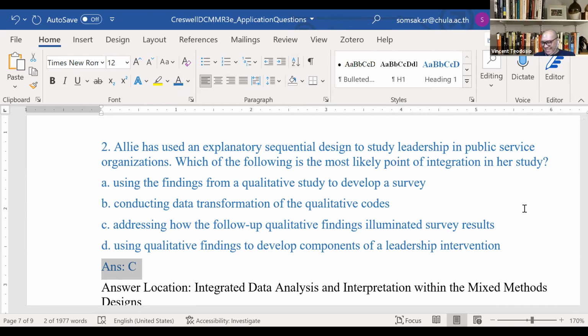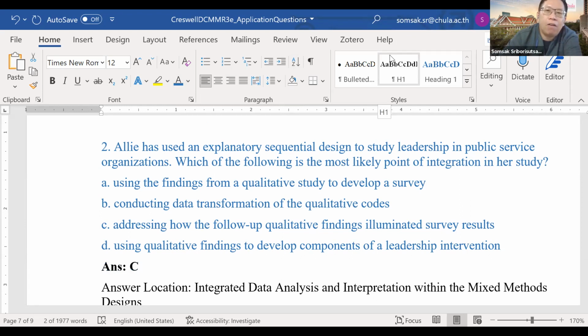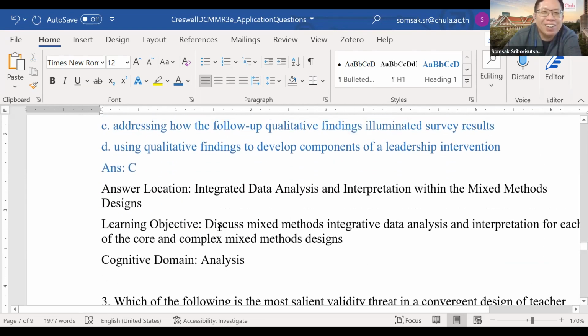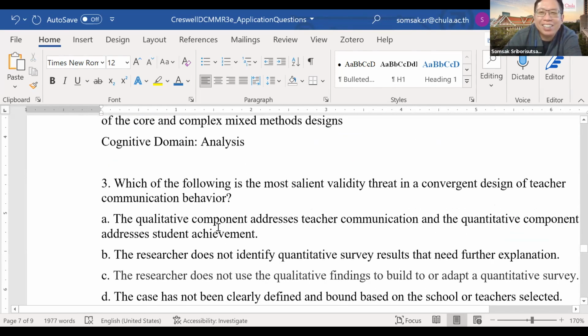The keyword from letter C, cat, is follow up. You have a follow-up qualitative phase to illuminate or explain the survey results, right? Don't worry. It's just to test your memory. Don't think too much.